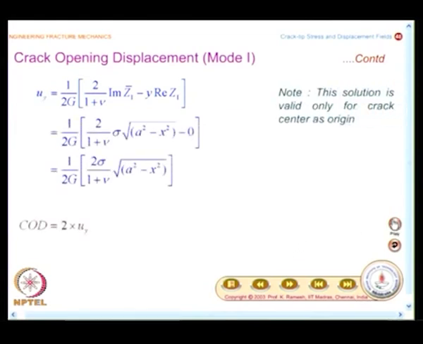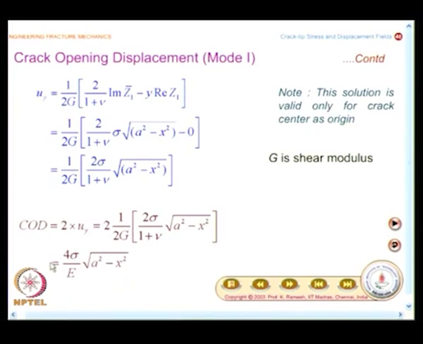So, I have the expression like this. I have uy finally turns out to be 1 by 2 g, 2 sigma divided by 1 plus nu, root of a squared minus x squared. When you have this kind of an expression, you should always remember that this solution is valid only for the crack center as origin. Otherwise, it will not carry the meaning. And from our earlier figure, we have already understood that the crack opening displacement is nothing but 2 times uy. When I substitute this, I get COD equal to 4 sigma divided by E, root of a squared minus x squared.